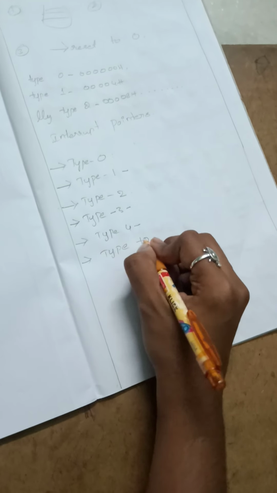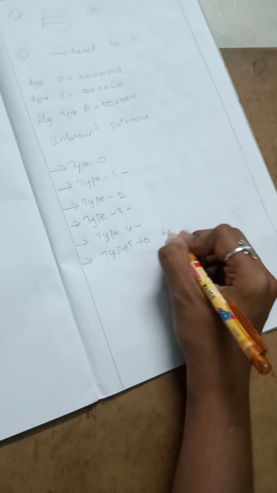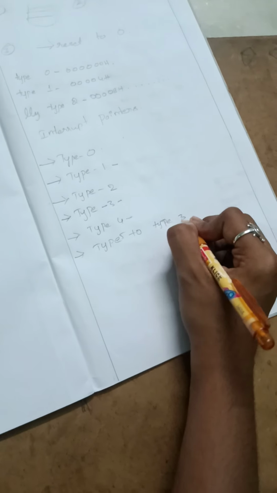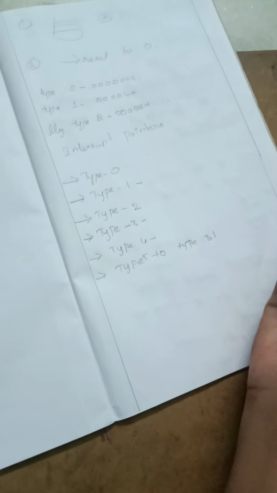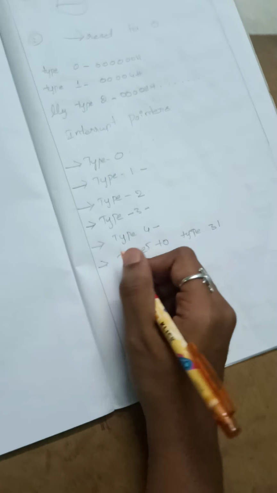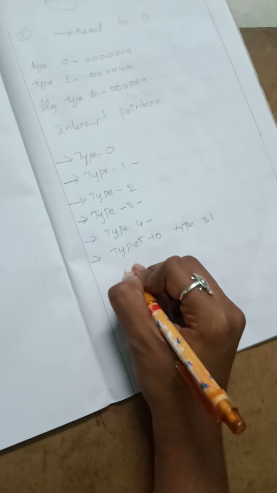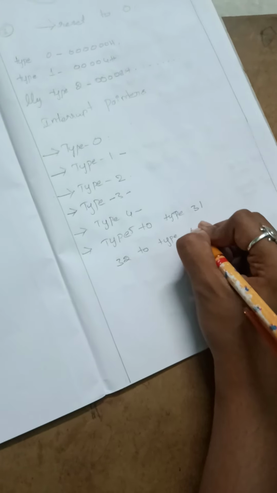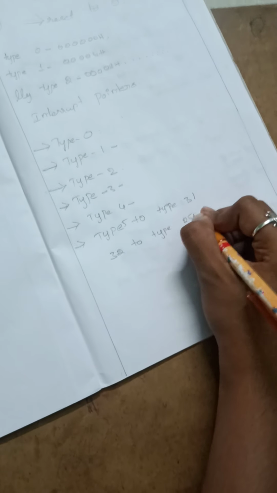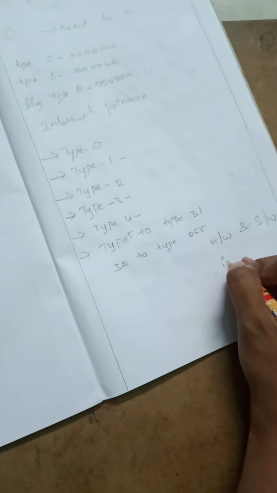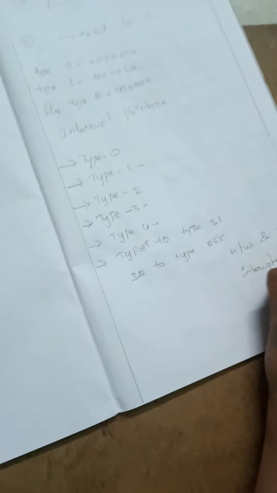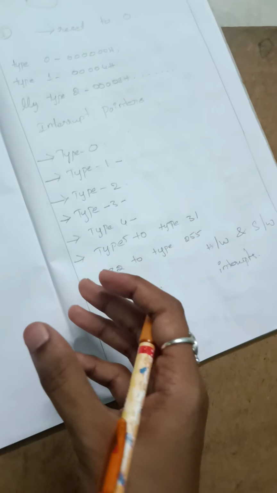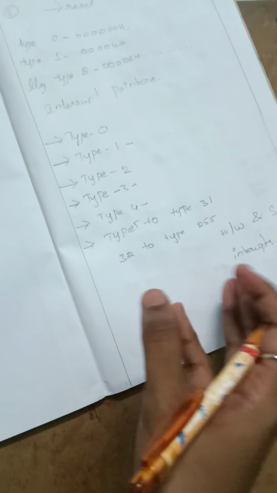Type 5 to type 31 are reserved for other advanced microprocessors, and interrupts from type 32 to type 255 are available for hardware and also for software interrupts. So this is about the architecture of 8086 interrupts.